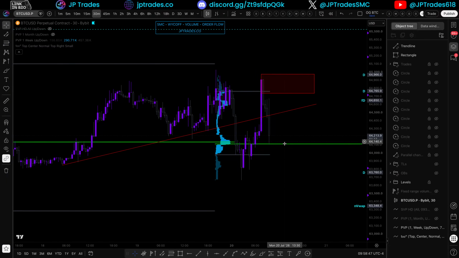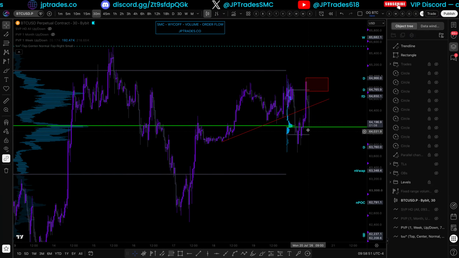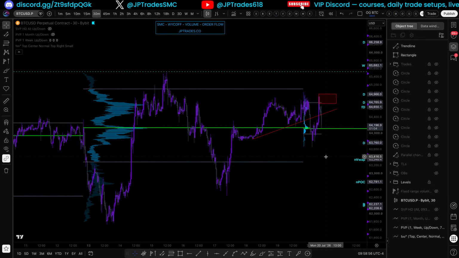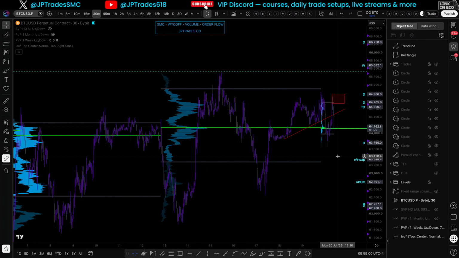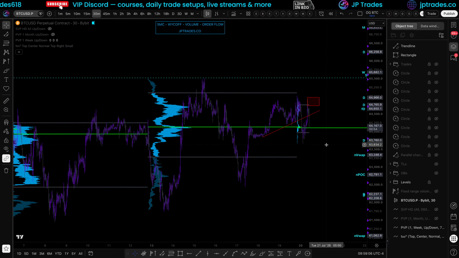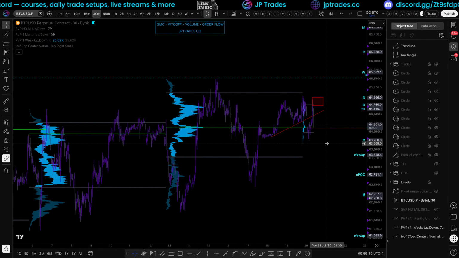And sometimes these areas can get a little choppy. It's not my favorite area to enter into any kind of trade. Unless we're talking about naked points of control, obviously, right? Y'all already know that that's one of my favorite levels.